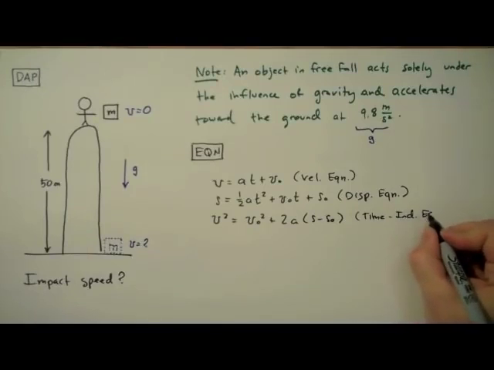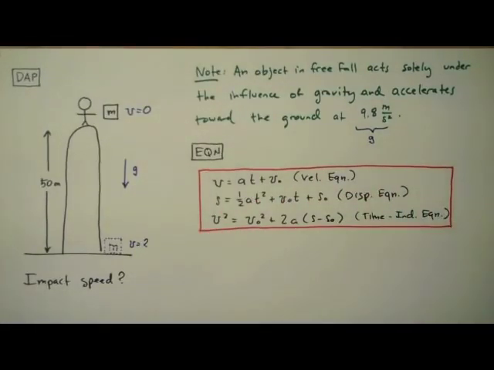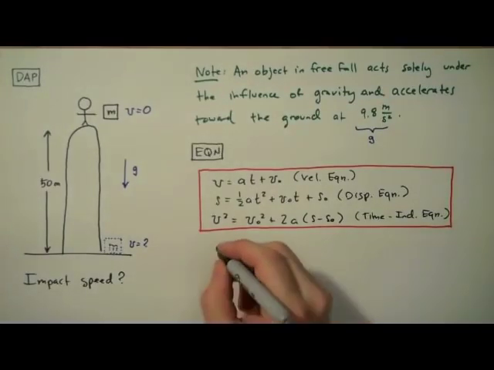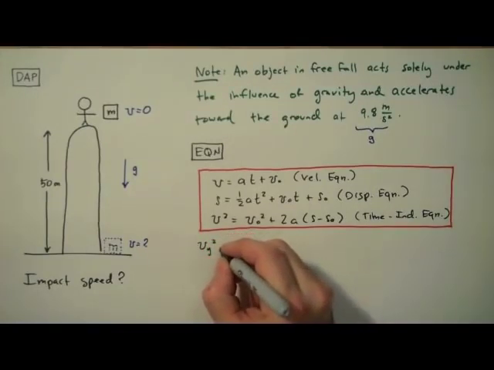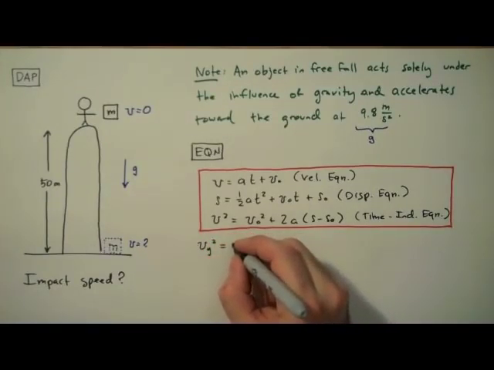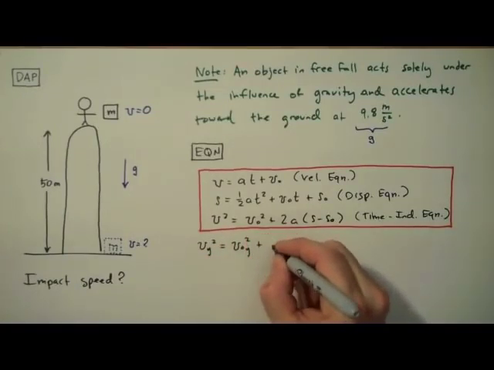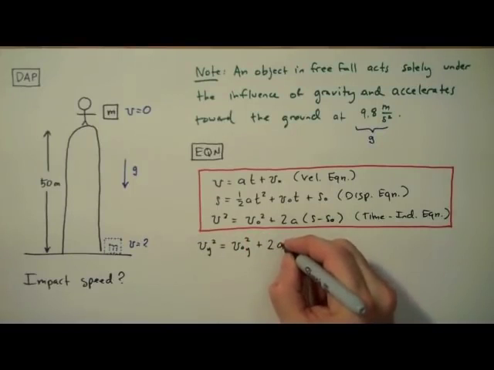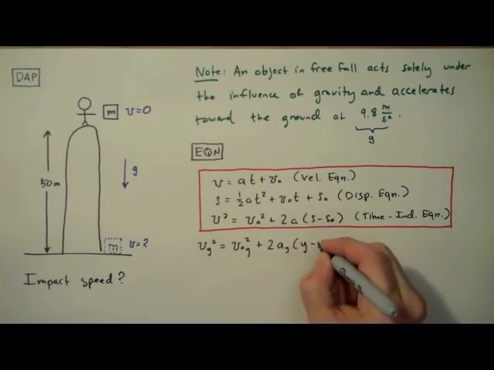So I'm going to box these equations up in red, which in my notes always means very important equations! So, of these 3 equations, the most appropriate for our problem is going to be the time-independent equation, because we lack any information about time. So I'm going to rewrite this for the y direction. So we have vy squared is equal to v0y squared plus 2ay times y minus y0.